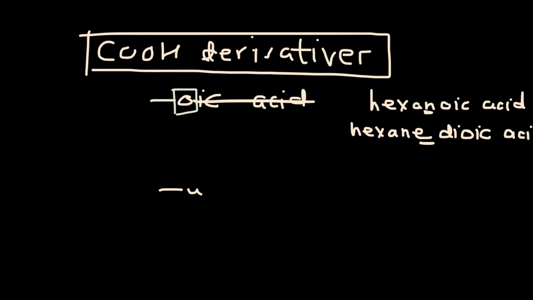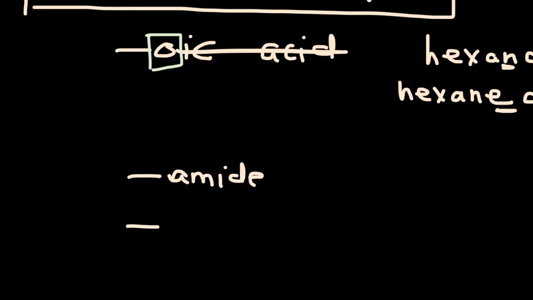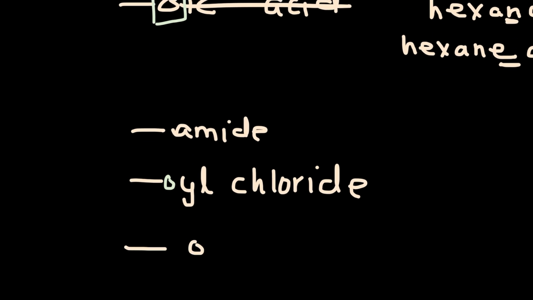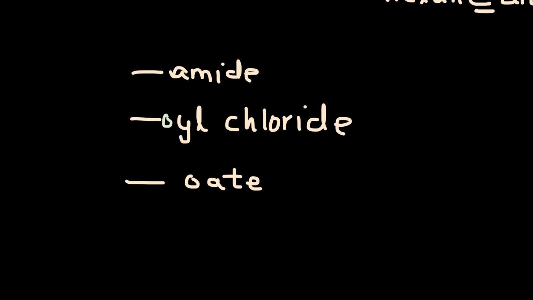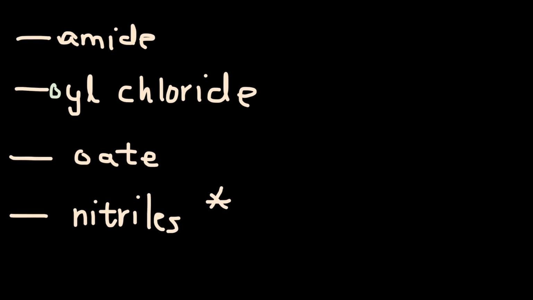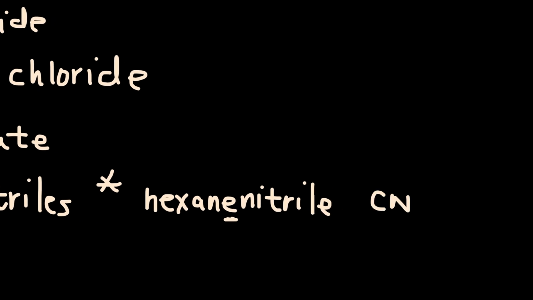Some of the derivatives include amides, such as acetamide or propanamide, or acyl chlorides, such as propanoyl chloride, esters that end with -oate, such as ethyl propanoate, as well as nitriles. Nitriles are also a bit odd. You will name it as alkane nitrile, such as hexanenitrile, keeping the E. And the nitrile's carbon is considered part of the chain.